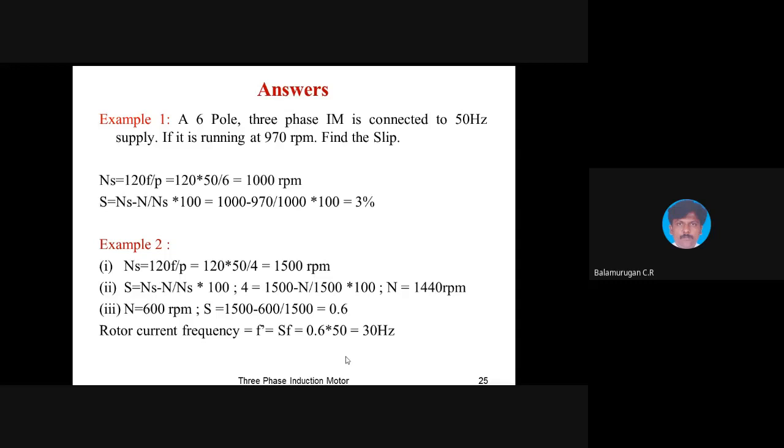So are you clear with this example 2? Where a doubt irukku, shall we move to the next problem? Are you having any doubt?